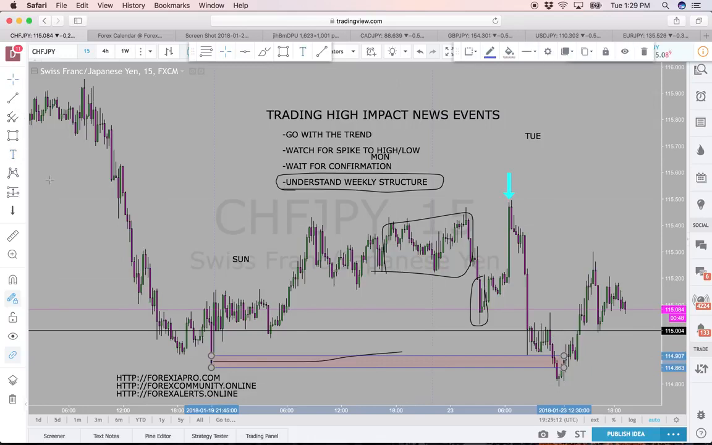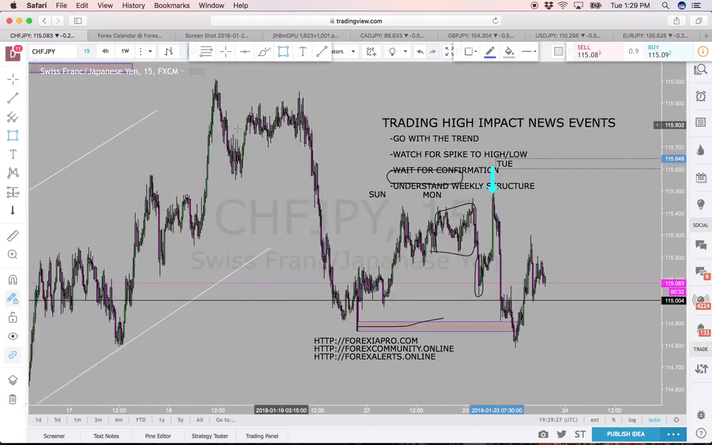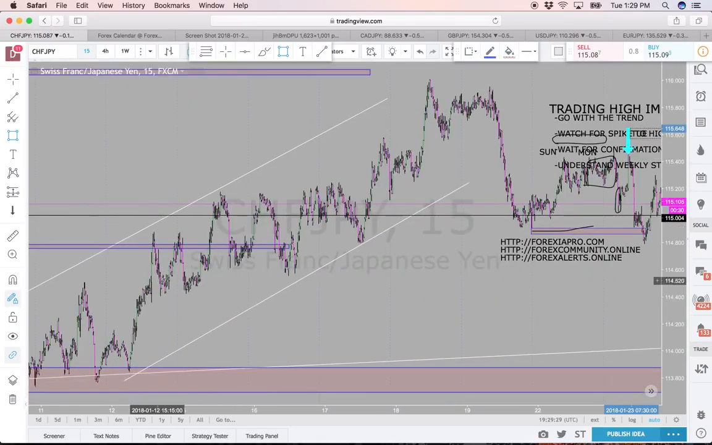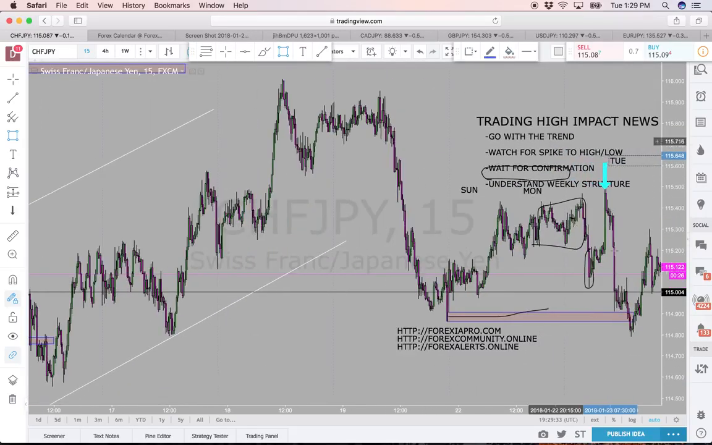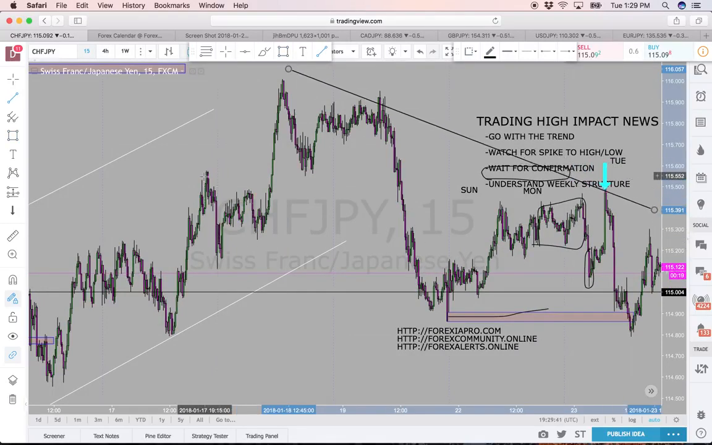So, why is the weekly structure so important? Sunday, Monday, Tuesday. Well, we're going with the trend, right? We have the uptrend actually reversing now, and we can see a downtrend has started, has initiated, and we could see that on CAD JPY very clearly.